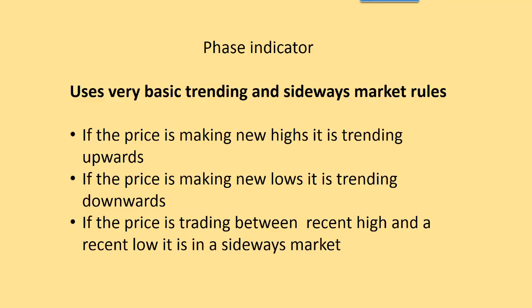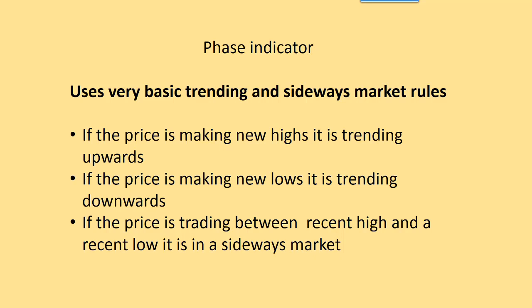Now, it uses very basic trending and sideways market rules, and they're most probably the first rules that you learn on day one if you've attended any trading course or have any trading experience. If the price is making new highs, it is trending upwards. If the price is making new lows, it's trending downwards. If the price is trading between a recent high and a recent low, it is trading sideways. It's as simple as that. How simple can those rules be? So that's what this indicator does.